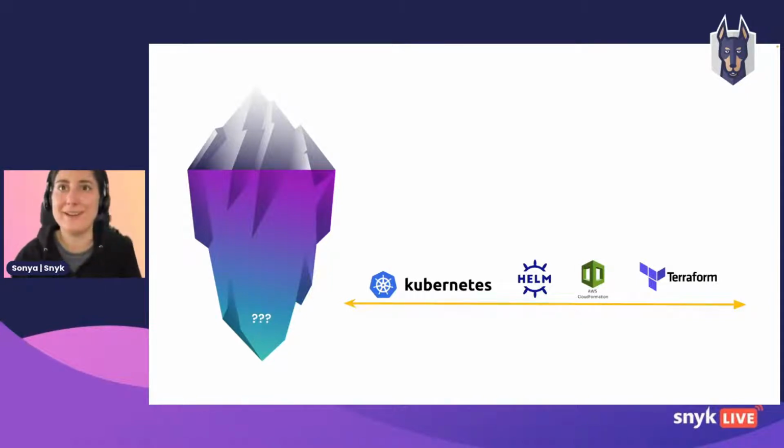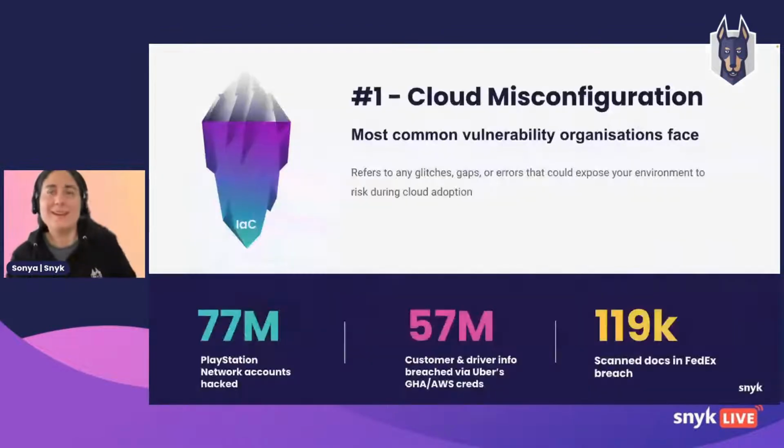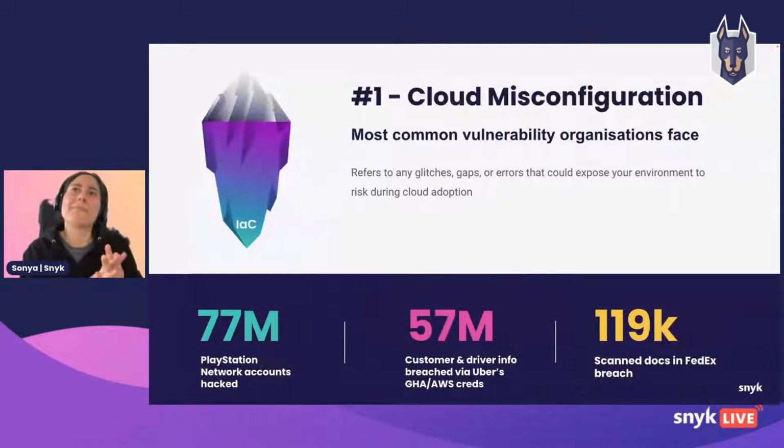Everything is great with IaC, but there's a catch: cloud misconfiguration. This is the number one most common vulnerability organizations will face, and this refers to any glitches, gaps, or errors that could expose your environment to risk during cloud adoption. So you can see a few numbers at the bottom of the slides. PlayStation Network had 77 million accounts hacked.